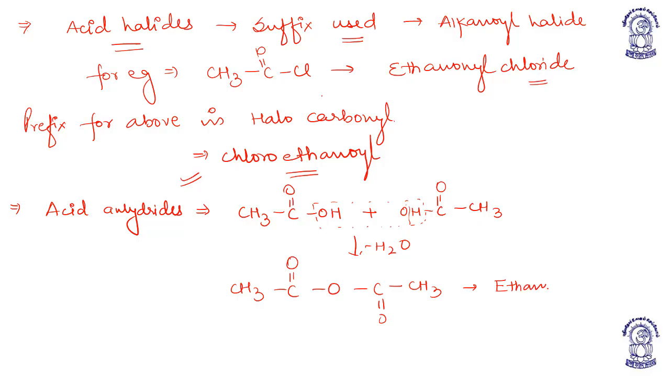The word acid is used in ethanoic anhydride because it is the anhydride of ethanoic acid. Okay. Esters are named as alkyl alkanoate.